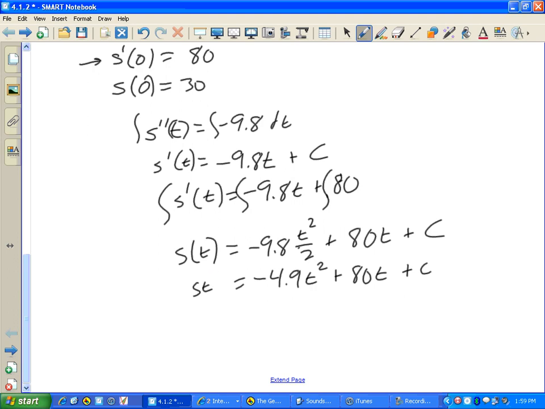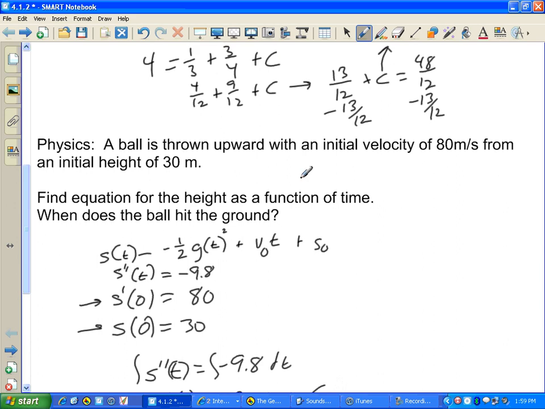This is my position function. I need to find out what that c value is, so I'm going to use my initial condition for that. When I plug 0 in here, I need to get 30 out. 0 makes both these terms 0, so c is going to have to be 30. And this is the equation that meets my initial conditions.